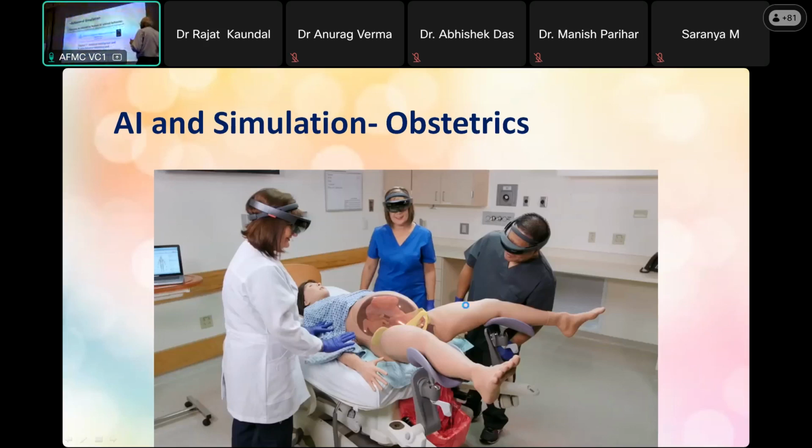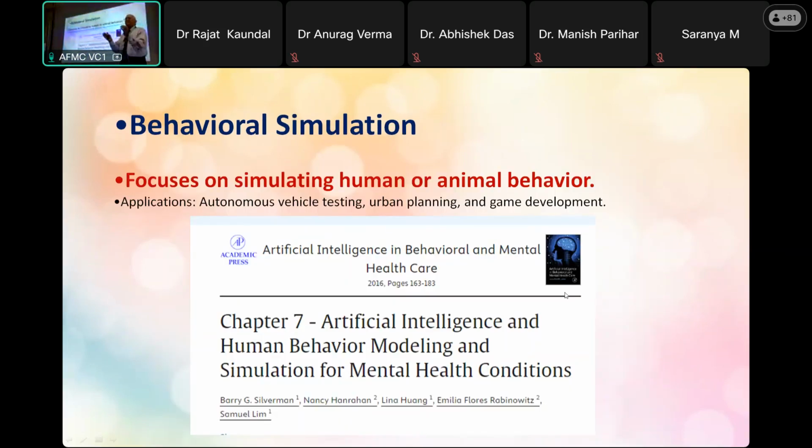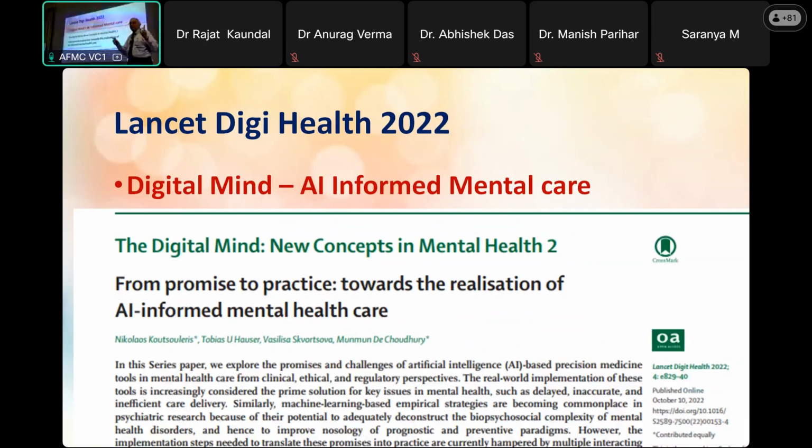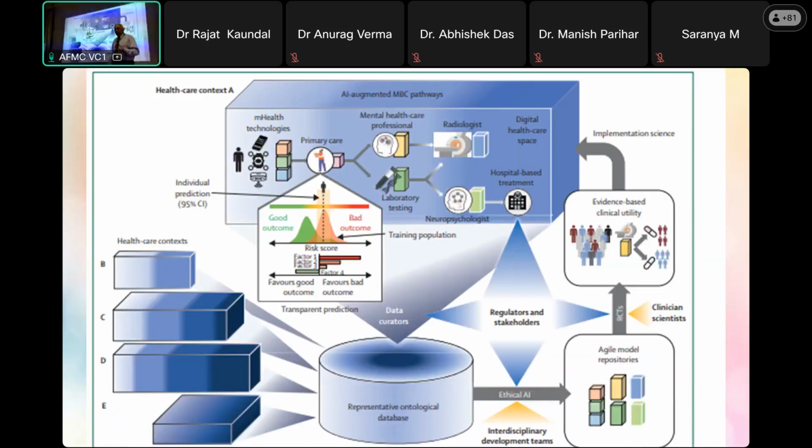Now look at this behavioral simulation. This is the new world of AI simulation, where you look at artificial intelligence in behavioral and mental health care. This was considered an area where there is not much artificial intelligence, but today it has come. In fact, they are trying to focus on simulating human and animal behavior. The Lancet published this paper on the digital mind, AI-informed mental care, toward the realization of AI-informed mental health care. And in fact, they developed this whole model of how AI can augment the mental care pathways.